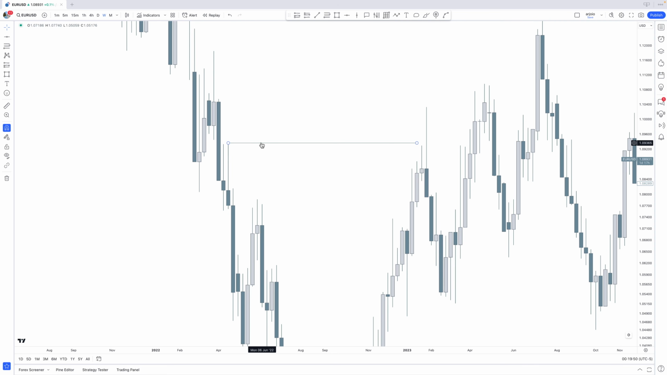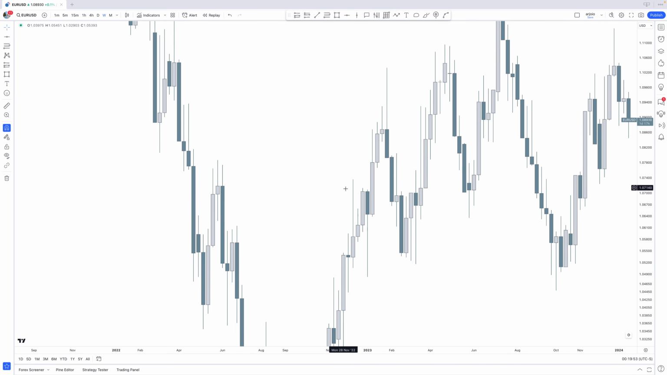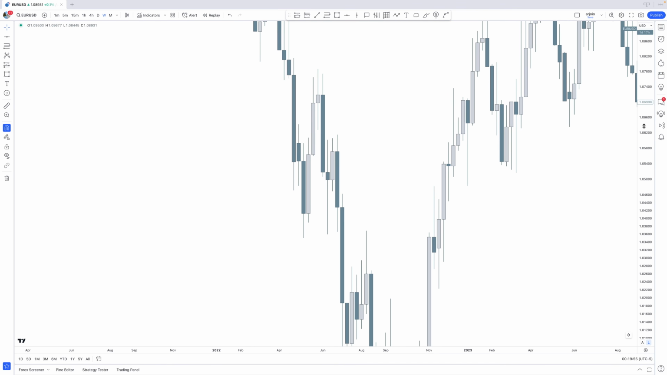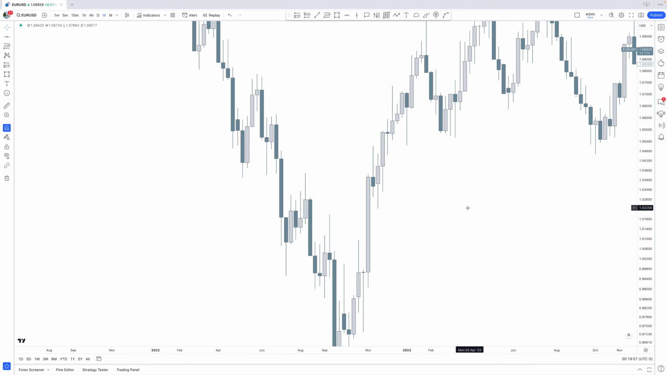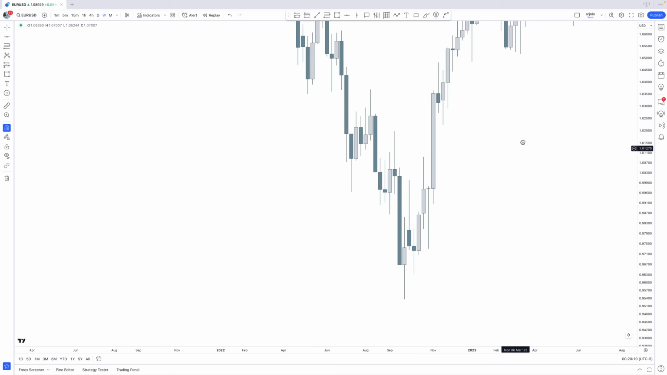Now, the second one is the lack of a new fair value gap being created. And this is how we create tops and bottoms in the market. That is through mitigated gaps, as well as through manipulation gaps. So this is one version of how we create a top and a bottom in the market.